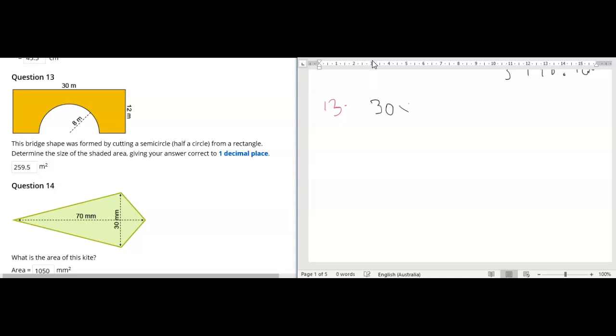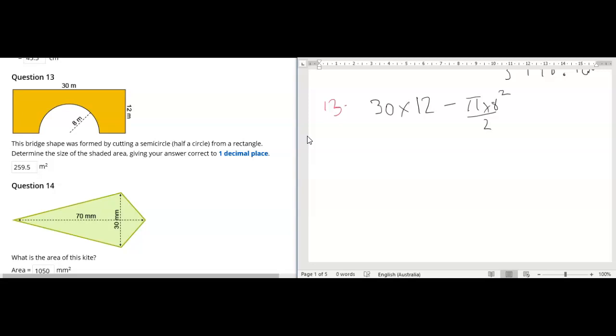So I'm going to do the area of the rectangle, which is 30 times 12. And then I'm going to subtract the area of this semicircle. So the area of a circle formula is pi r squared. So this is going to be pi times 8 squared. So your radius is 8, but we only want half of it. So I'm going to divide it by 2. Okay, so let me just quickly do that on my calculator.